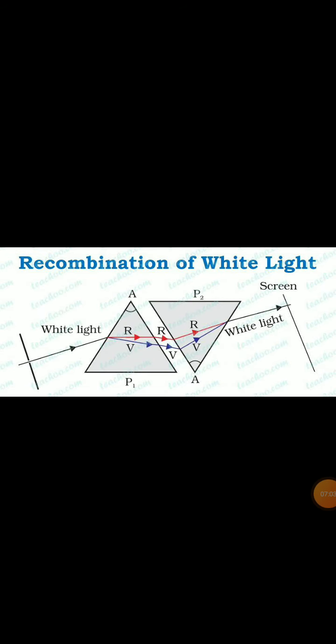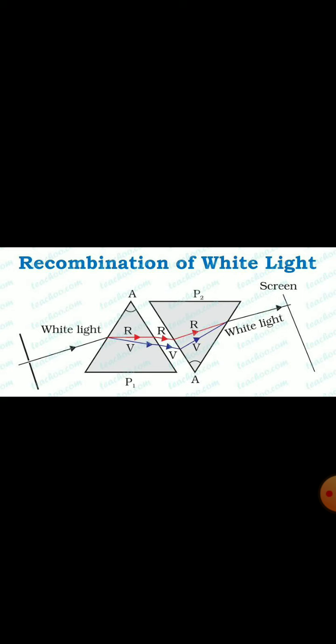So actually what happens? Newton tried to split the colors of the spectrum of white light by using another similar prism. He placed a second prism in an inverted position, as you can clearly see in the figure. That second prism allowed all the colors of the spectrum to pass through it. And as a result, he found a beam of white light emerging from the other side of the second prism.